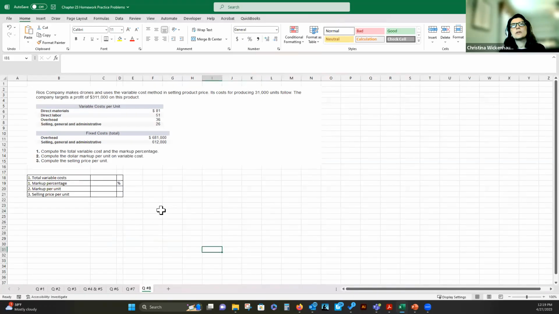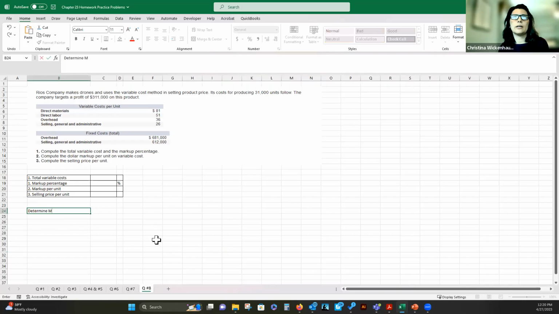All right, moving on to our final question in this chapter. Ryo's company makes drones that uses the variable cost method in setting product price. Its costs for producing 31,000 units follow, and the company targets a profit of $311,000. So they have their variable costs, they have their fixed costs, and so we're going to figure out the variable costs, the markup percentage, the markup per unit, and then the selling price. So first, we're going to determine that markup percentage.